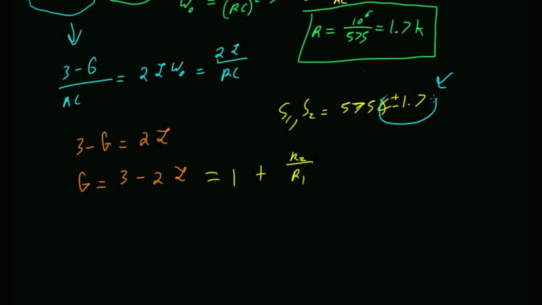2 zeta omega naught equals that? No, you can't do that. Yeah, we can put that in rectangular form and we can make 2 zeta omega naught equal the real part. 2 zeta omega naught is the real part. Okay, so let's kind of backtrack a little bit. I think the rectangular form might be helpful.